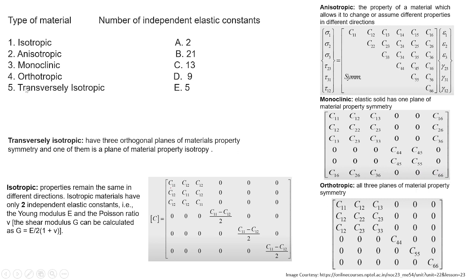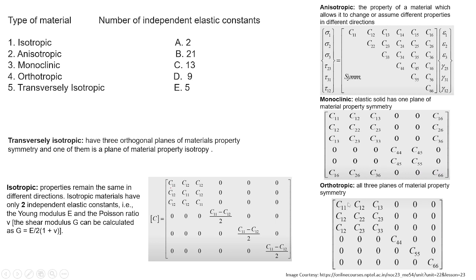So for an orthotropic material, the number of independent elastic constants is decreased to 9, which comes down from 13, as there are three planes, and all three planes have symmetry to each other. After orthotropic comes transversely isotropic, which has three orthogonal planes of material property symmetry, and one of them is a plane of material property isotropy.